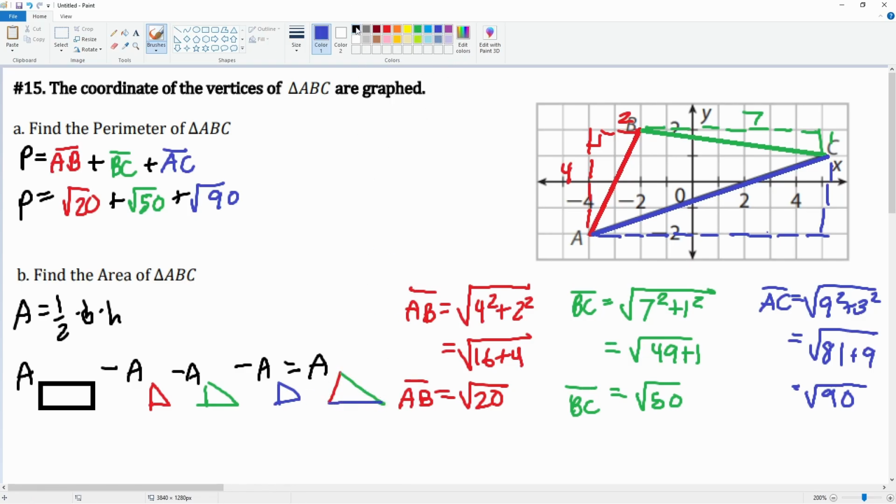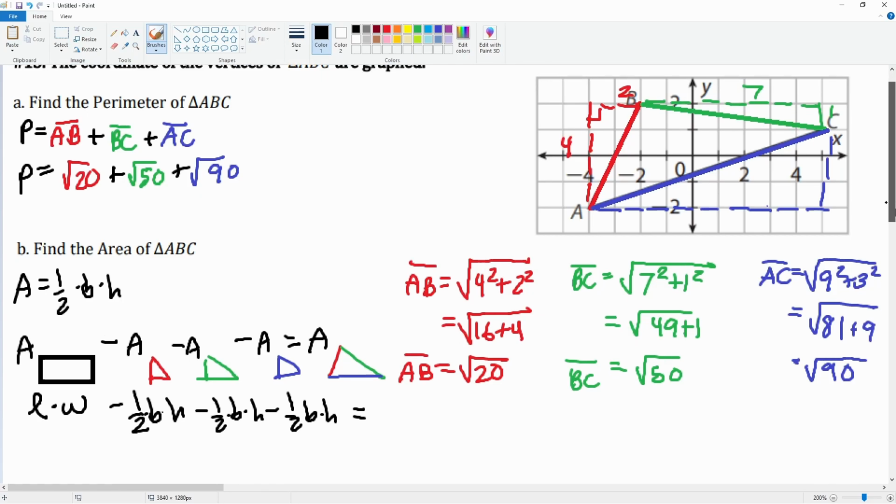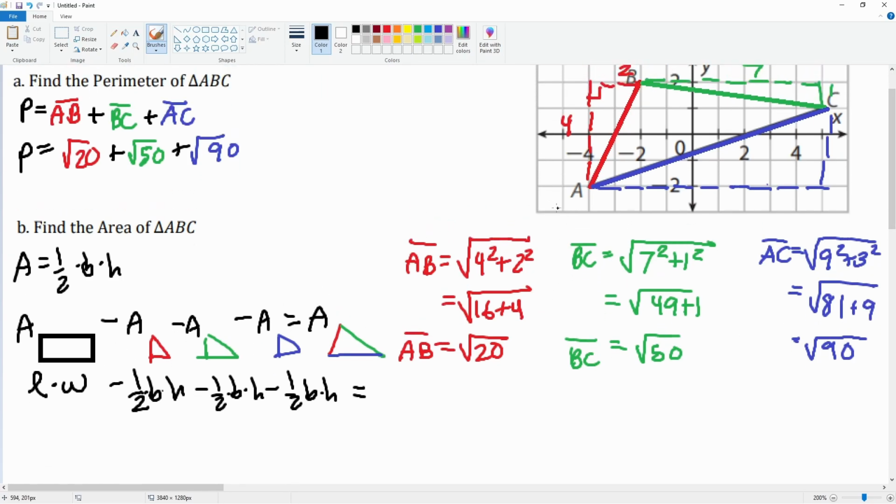All right, so the rectangle is length times width, and each triangle is just 1/2 base times height, minus 1/2 base times height, minus 1/2 base times height. So it varies which one we're going to do. So the length here is, let's see, 9, I believe. 1, 2, 3, 4, 5, 6, 7, 8, 9. So the length here is 9. So 9 times 1, 2, 3, 4. 4.